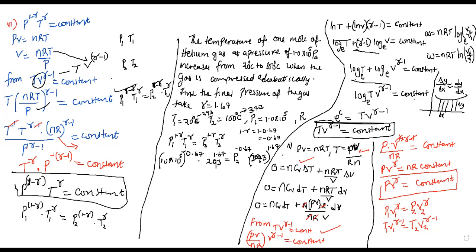Excuse me, teacher. Yes, please. Teacher, 1 minus gamma, isn't it 1 minus 1.67, which gives you negative 0.67? It is not gamma minus 1, but 1 minus gamma. You get it?